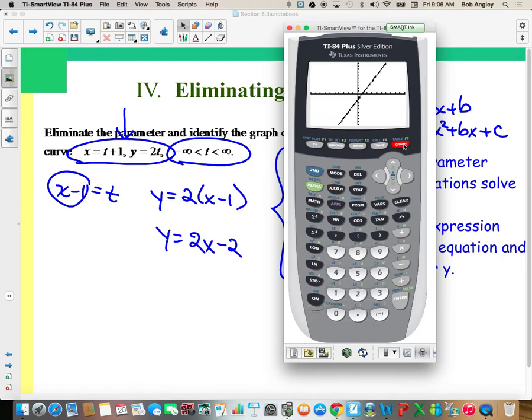Now if you look at that graph, I think you can see it's going through -2, and it's got a slope of 2. If that view makes it where you can't tell that the slope is 2, you can go zoom 4 and you can see it easier. That's up 2 over 1, so it has a slope of 2. Zoom 4 just gets it closer to the origin, and you can see better.